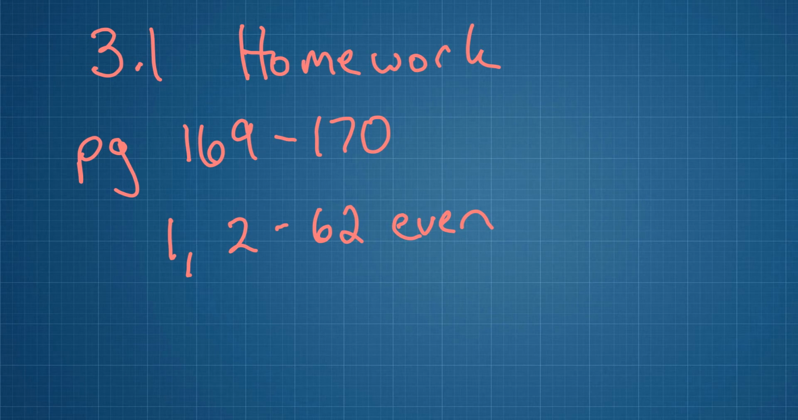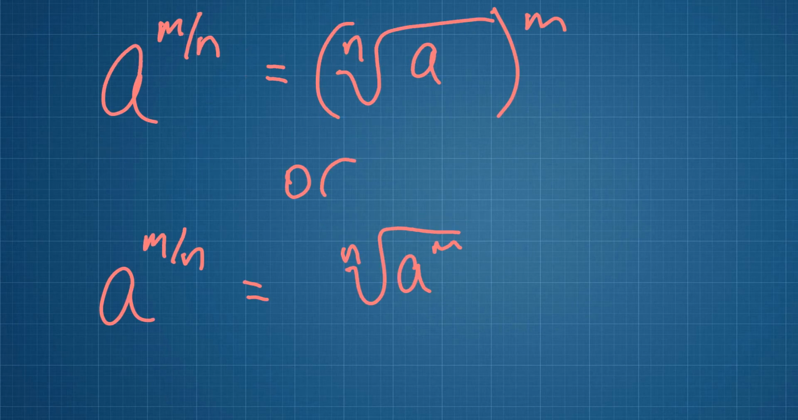Alrighty, today we're going to go over the 3.1 homework. On page 169 and 170, it's number 1, then 2 through 62 even. Now in this section, you really have to understand that we're going to tie together roots and fractional exponents.